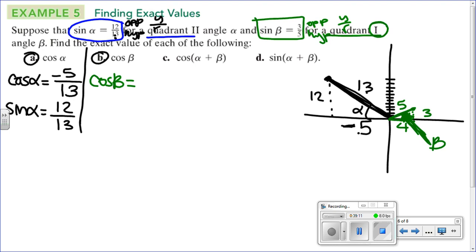Okay. And then, so yes, that was beta. Very important. Don't mix your angles like I did. So cosine of beta is adjacent. Thank you, Tricia. And let's just write the sine of beta. It's already there. It was given to us. And so with that, we can now answer part C and part D.